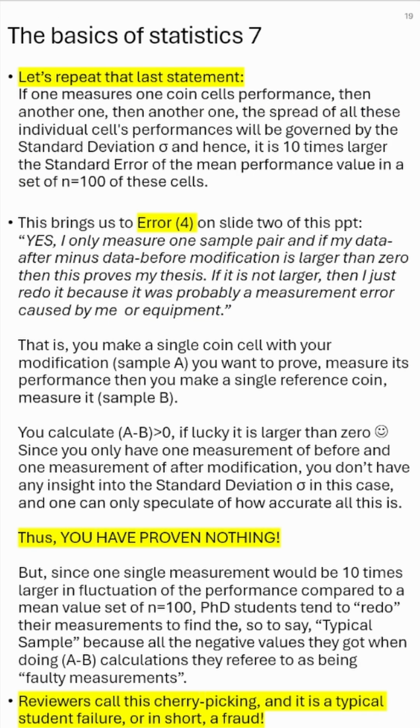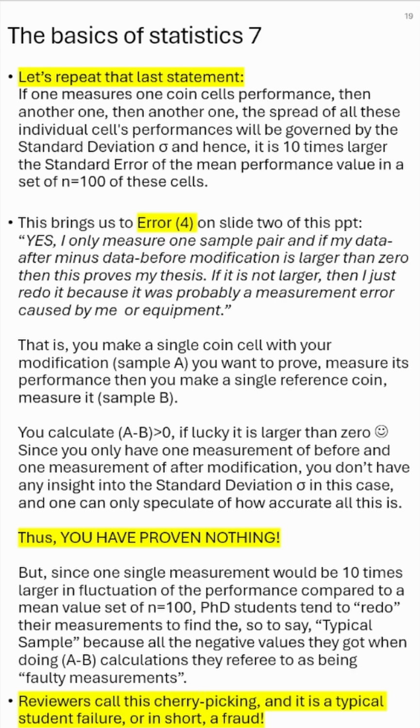The basics of statistics 7. So let's repeat the last statement. If one measures one coin cell's performance, then another one, the spread of all these individual cells' performances will be governed by the standard deviation sigma, and hence it is 10 times larger than the standard error of the mean performances if you have 100 samples in your sets.